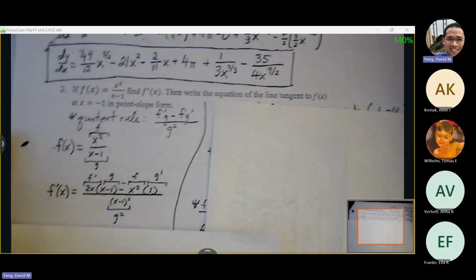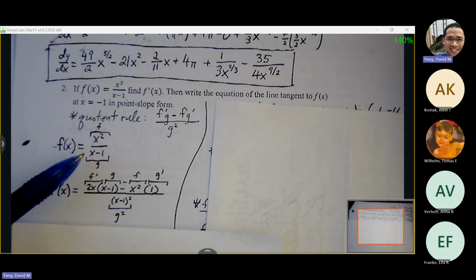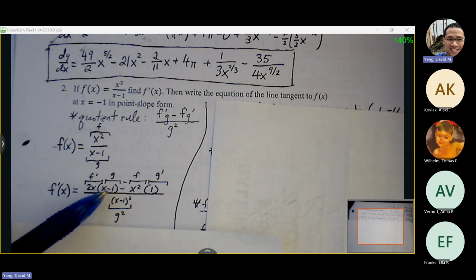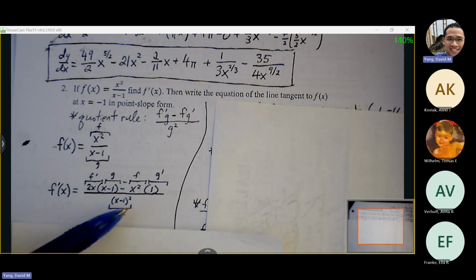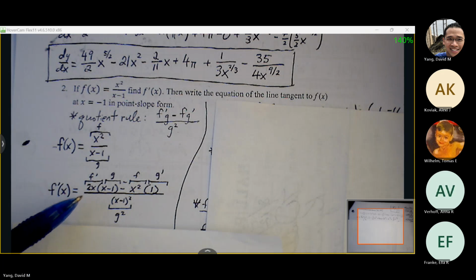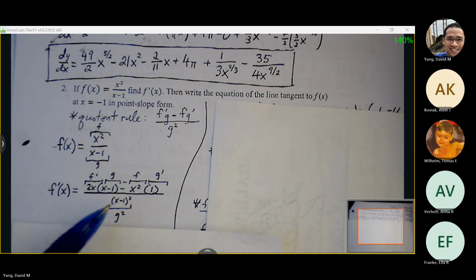So my top portion is my f, bottom portion is my g, and I'm just filling in what I need to build out quotient rule. f prime times g minus f times g prime all over g squared. Hey, don't forget about g squared. A lot of times I see students forget about that portion of quotient rule.